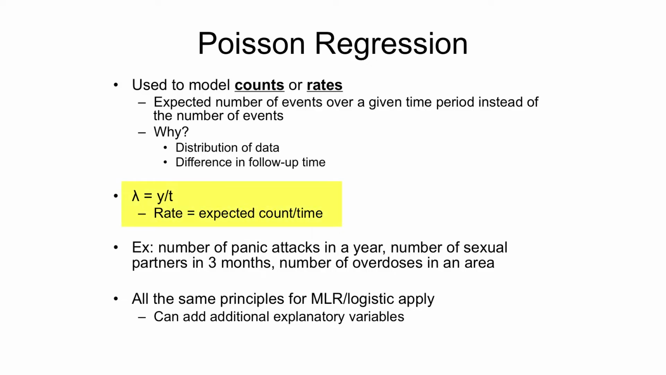A rate in Poisson is also known as lambda. Lambda is the rate at which events occur, the expected number of event occurrences per unit time or per unit space, or y divided by t. So with Poisson, we model the rate as a function of the x's. Some examples of rates include the number of panic attacks in a year, number of sexual partners in 3 months, or the number of overdoses in a certain area.